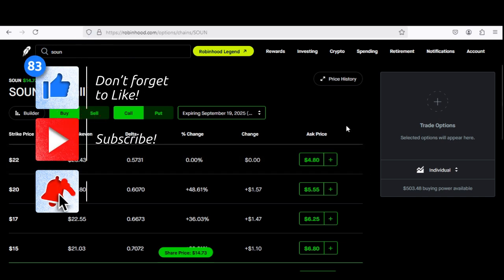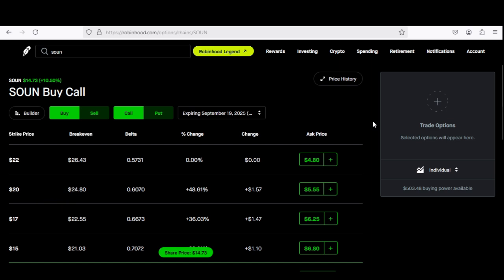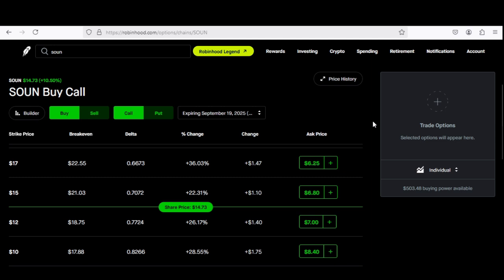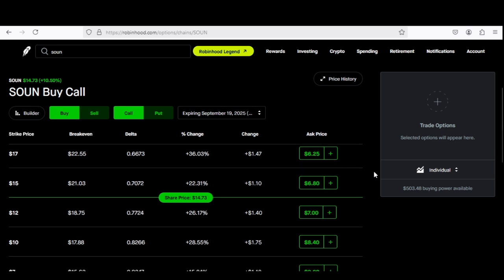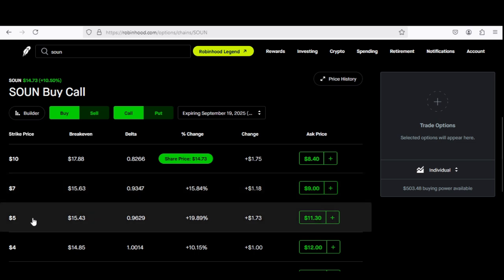Good. Now, in order to maximize the efficiency of this option strategy, it's highly advisable that you choose your strike price below the current share price. Once again, I did remind you, keep the share price in mind. So the share price is 14.73, and now we're going to select our strike price, and we're going to go below that price, and I'm going to be going with, you guessed it, the $5 strike price.